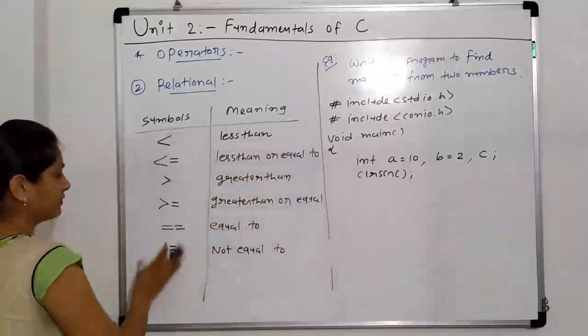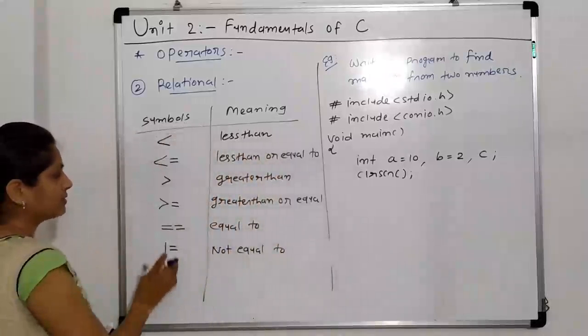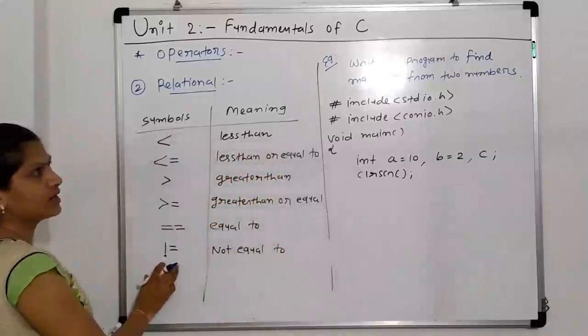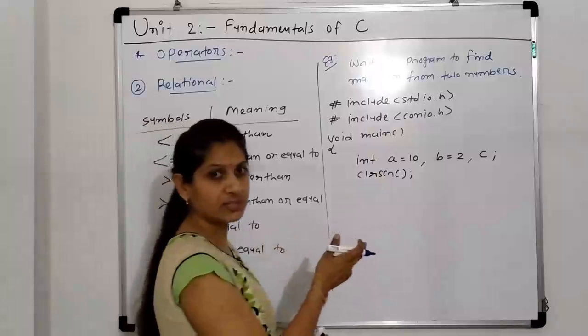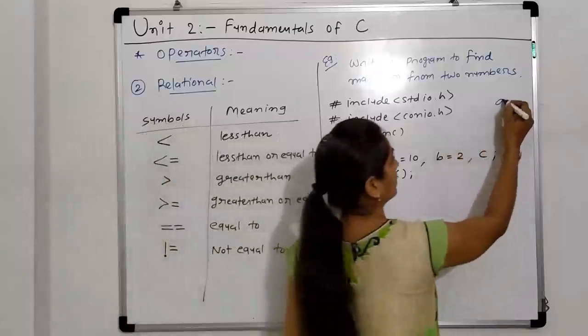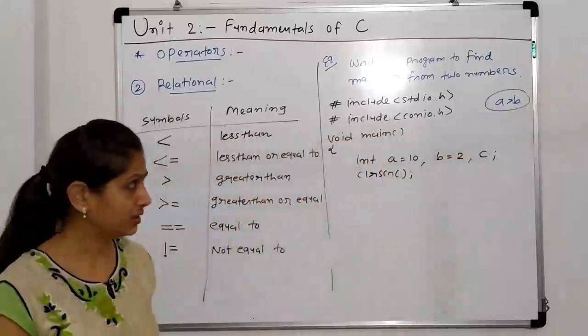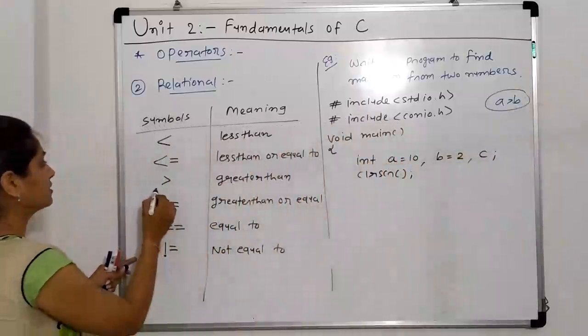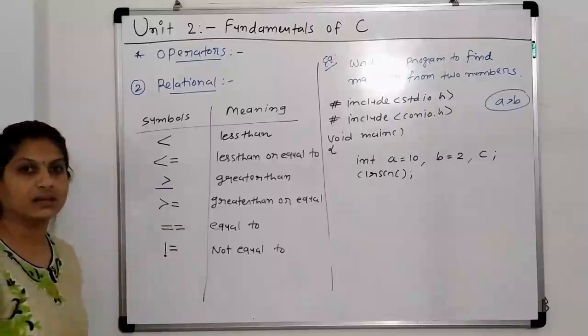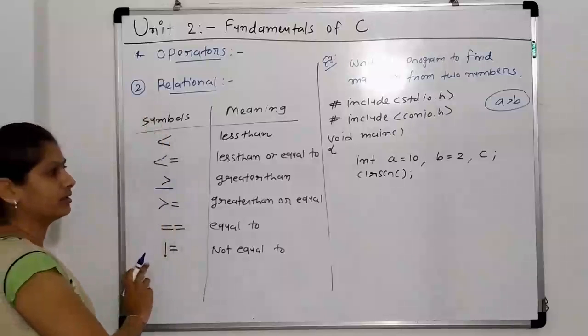What do we have to use? We have to use these symbols. Which symbol are we using? Obviously to find the maximum, the algorithm is completed. This is the condition to check the maximum. Yes or no? Yes. So here I am using this symbol, greater than, that is the relational operator.